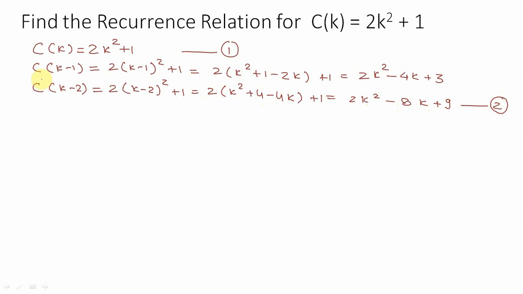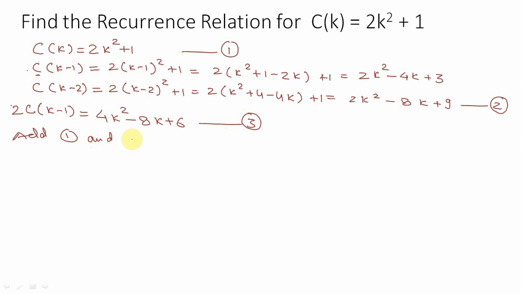And let's now do one thing. Let's multiply this c_{k-1} by 2. So 2 of c_{k-1} now becomes 4k square minus 8k plus 6. What I'm doing is multiplying this equation by 2. So this now becomes my equation number 3. Now I'm ready to look for my recurrence relation. Now add equation number 1 and 2 and subtract 3.